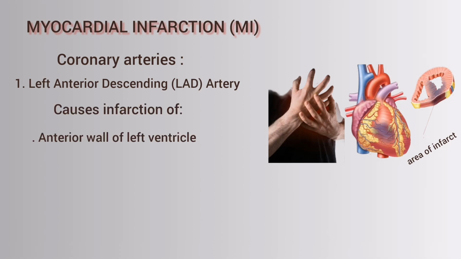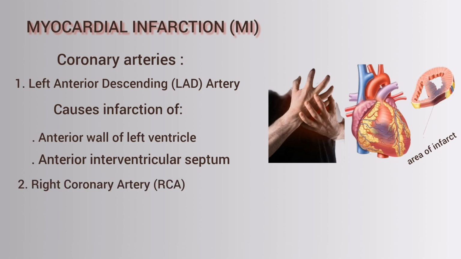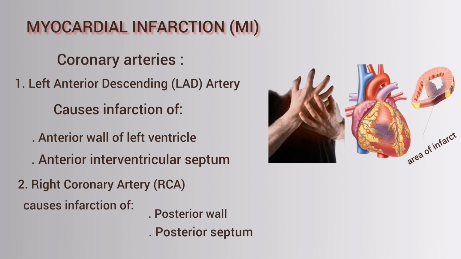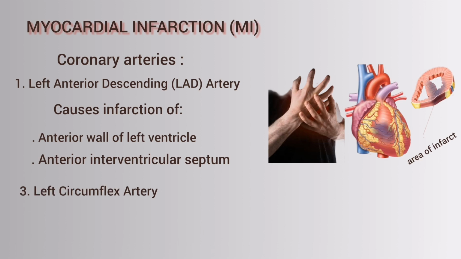LAD involvement, meaning the left anterior descending artery, will cause infarction of the anterior wall of the left ventricle and the anterior interventricular septum. The second most common artery involved is the right coronary artery. It causes infarction of the posterior wall, the posterior septum, and the papillary muscles. The third most common involved artery is the left circumflex artery. It causes lateral wall infarction of the left ventricle.